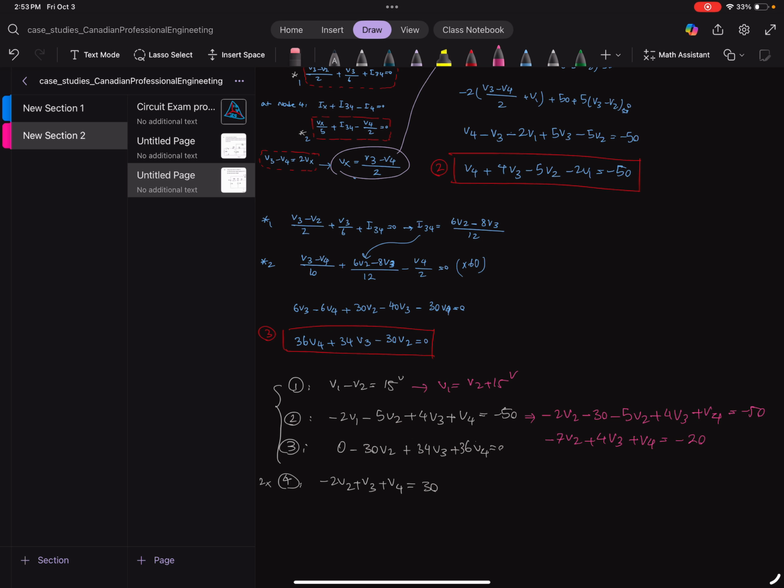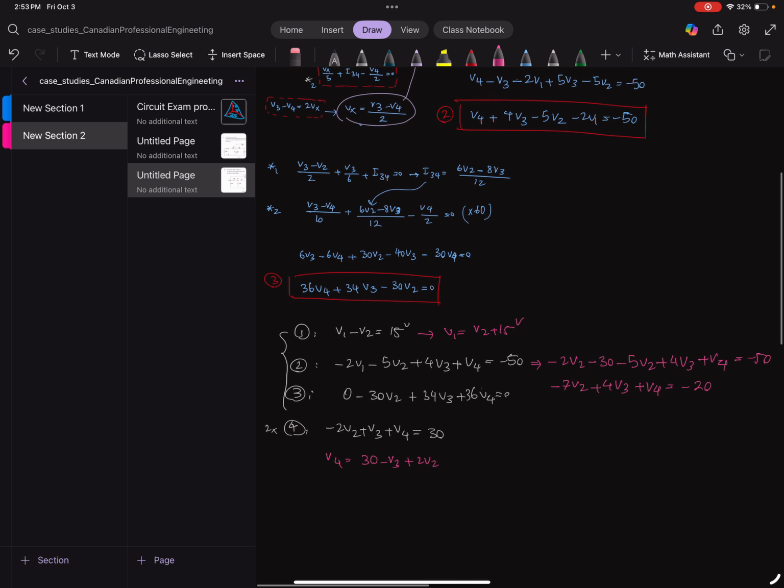So you can continue by removing V2 in all of these to find V3, for example, okay? Let's do this one. So we can replace, I really like 2V2 here. The numbers are crazy, but we can write V4 as 30 minus V3 plus 2V2. And then replace V4 in these two, and that way we get V2 and V3.